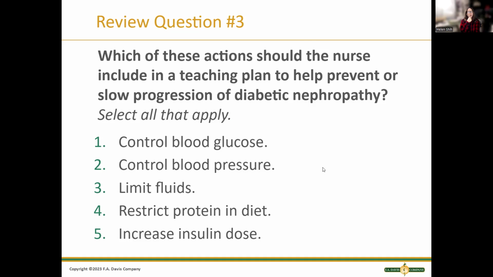Actually, we do need to limit the fluids because in diabetic nephropathy, they're not able to excrete as much fluid. So we have to restrict that. And then I think we do have to restrict protein in the diet. But I don't think we need to increase the insulin dose. So I believe for this one, it's 1, 2, 3, and 4, but I could be wrong.